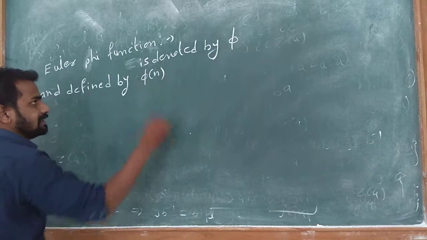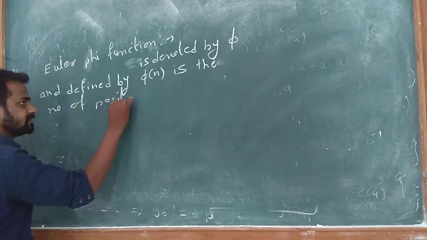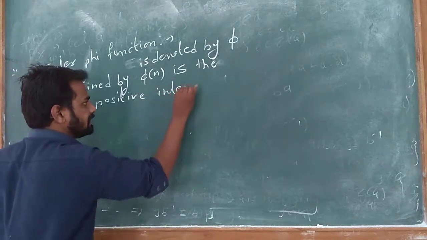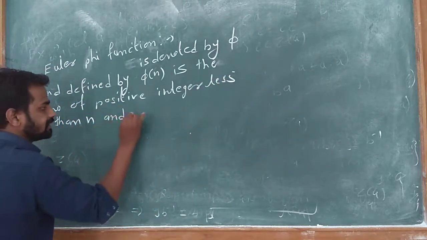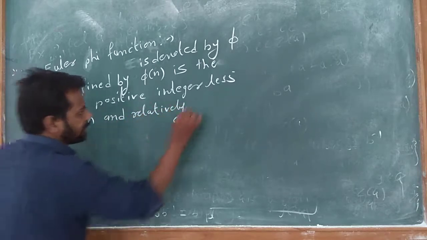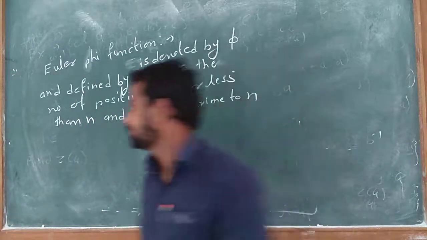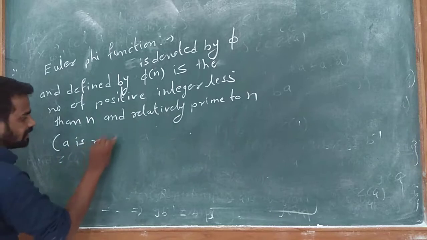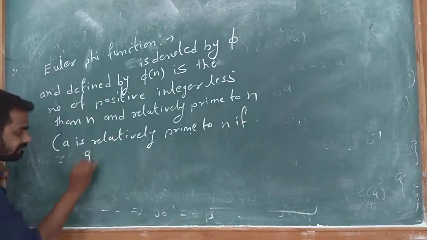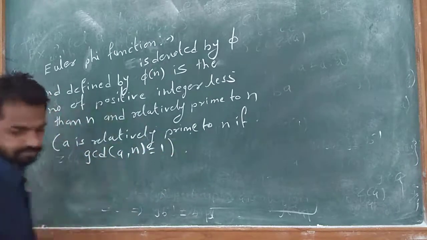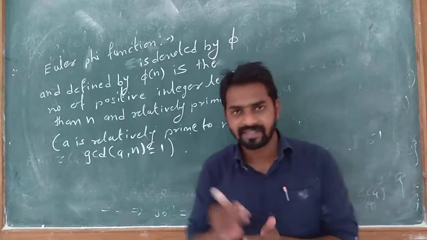phi of n is the number of positive integers less than n and relatively prime to n. A is relatively prime to n if its GCD with n is equal to 1. That is, phi of n means the number of positive integers less than n and relatively prime to n.